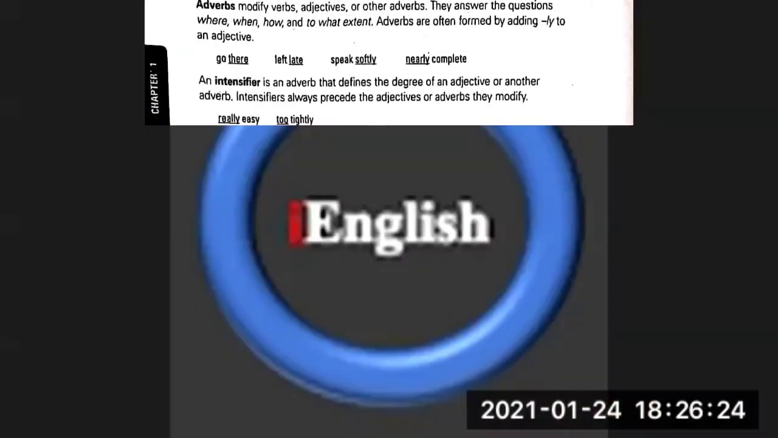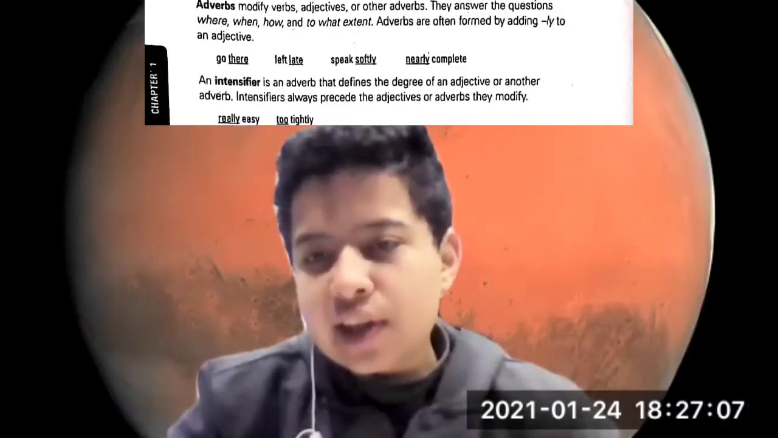Okay, sir? Okay. Can we figure out the contrast between adjectives and adverbs? Like, I can see that adjectives on page 13 tell what kind, which one, how many, and how much. But adverbs on page 16 answer the questions where, when, how, and to what extent. What does to what extent mean?